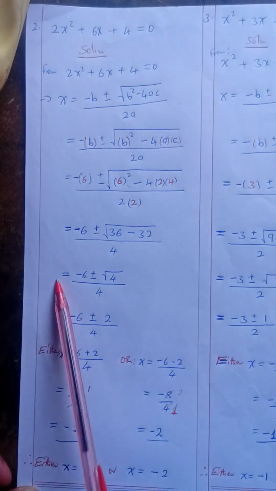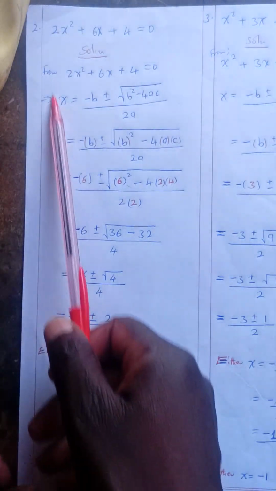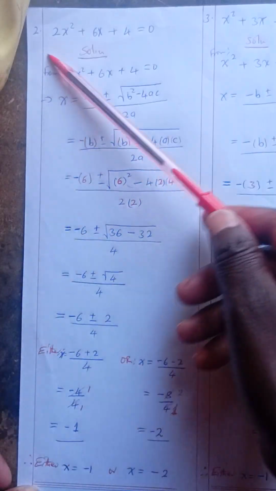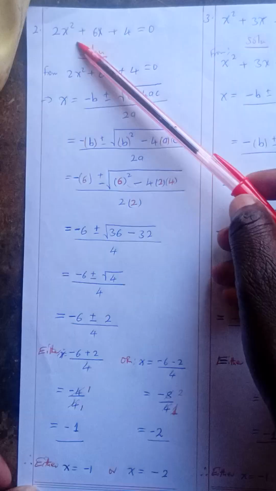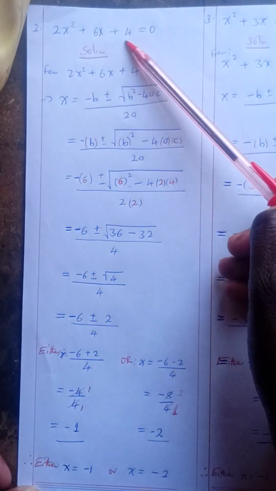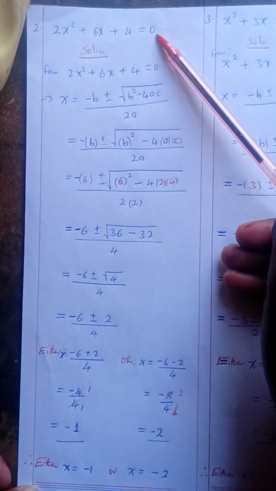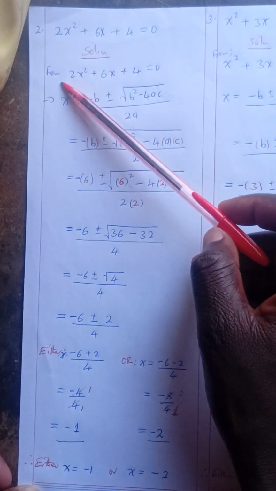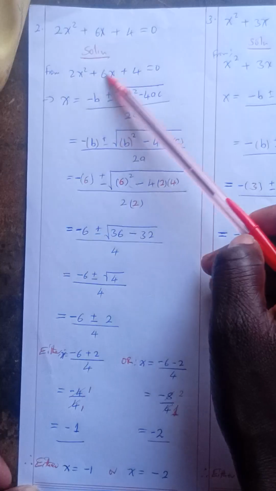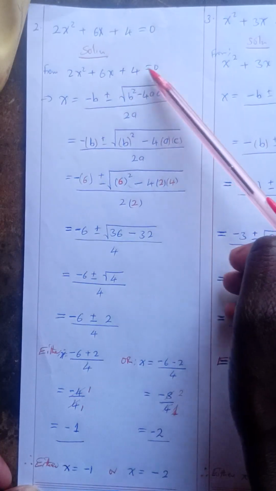Yes, let us look at how to solve a quadratic equation by the quadratic formula. Example 2. In our example 2, we have 2x squared plus 6x plus 4 is equal to 0. So in our solution, we copy 2x squared plus 6x plus 4 is equal to 0.